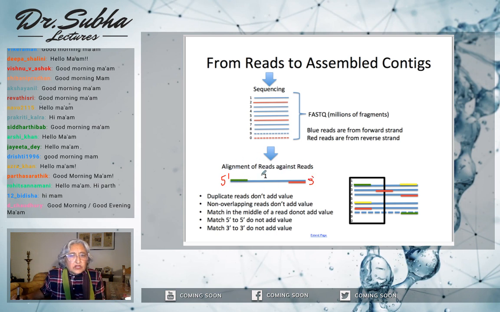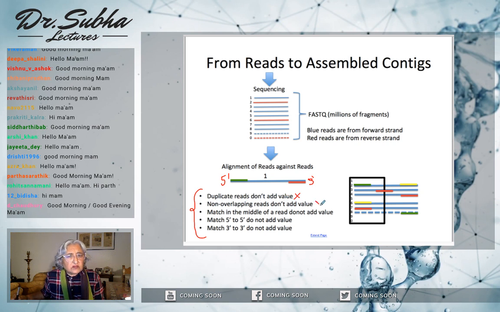To extend one, which means this is one read, I need to see whether something overlaps at the 3' or 5'. So here I've put a lot of constraints. These are all the constraints you will have in the program you will write. Duplicate reads don't add value, correct? If there are two exactly the same, it's not going to extend anything. So I can remove it. That's the first thing I'll do.